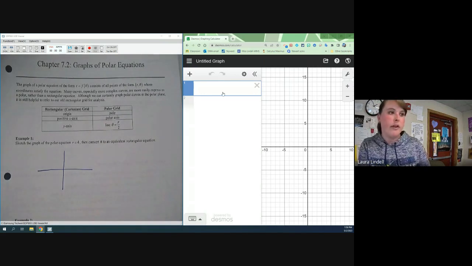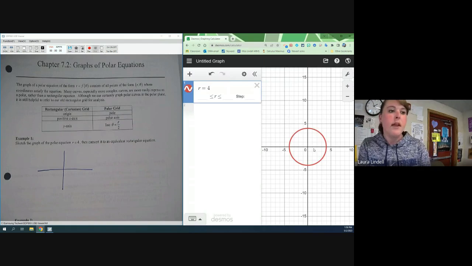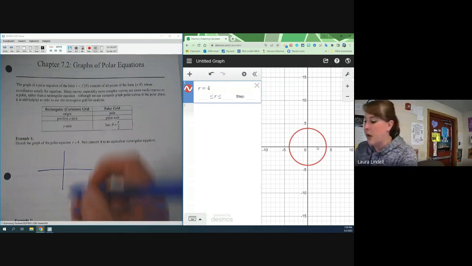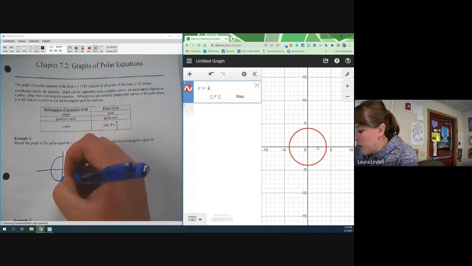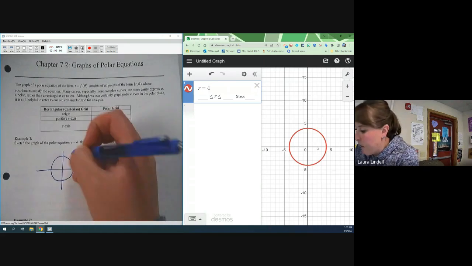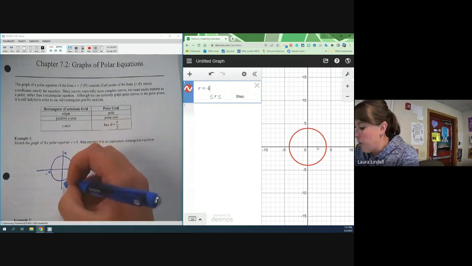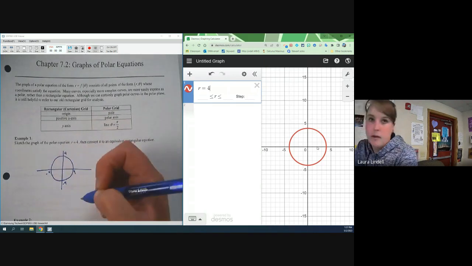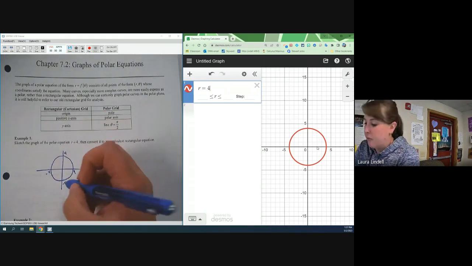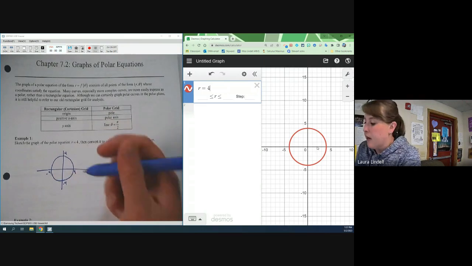If we were to graph it on our graphing calculator, you can just type r equals 4, and it shows you the circle that we're talking about. So we can just draw ourselves a circle here. We know that these are both positive 4. If you were graphing in Cartesian coordinates, these would be negative 4s.